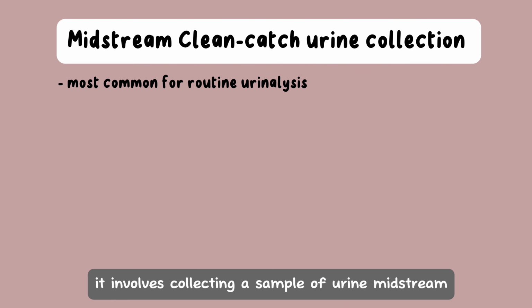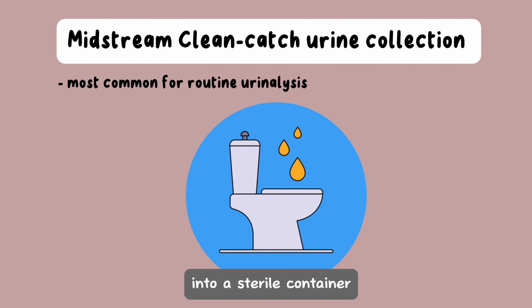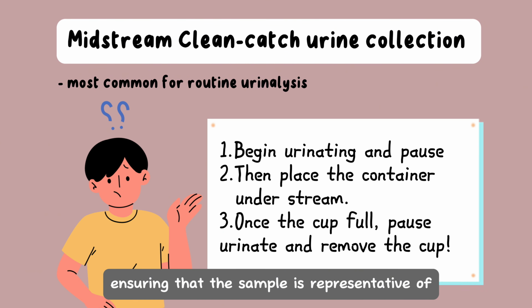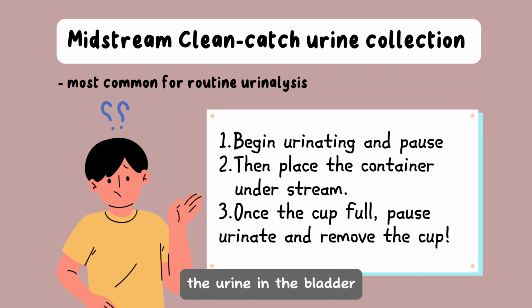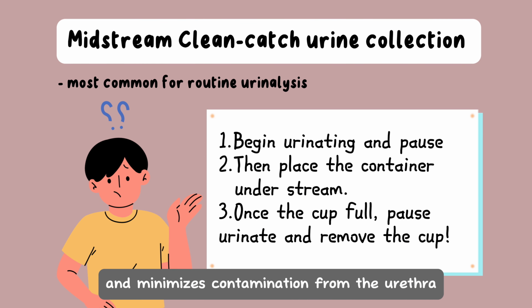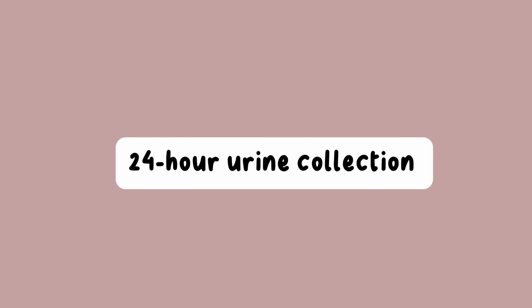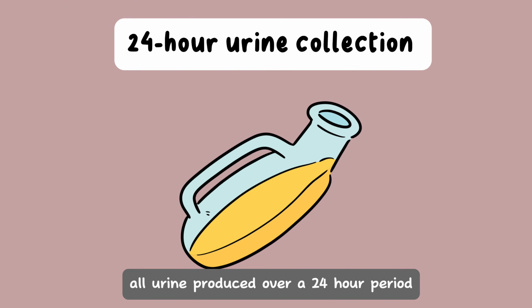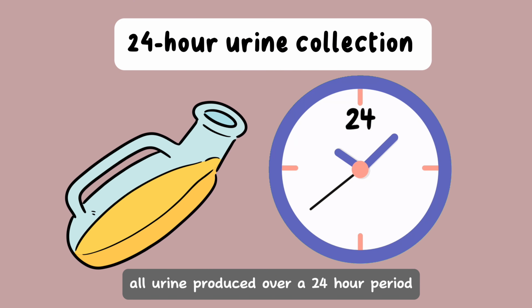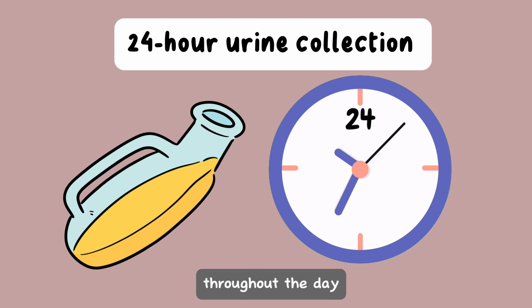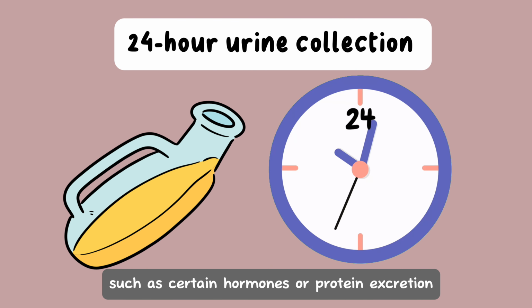It involves collecting a sample of urine midstream into a sterile container after the initial part of urination has passed, ensuring that the sample is representative of the urine in the bladder and minimizes contamination from the urethra. The second method is 24-hour urine collection. This method involves collecting all urine produced over a 24-hour period to measure substances that may vary throughout the day, such as certain hormones or protein excretion.